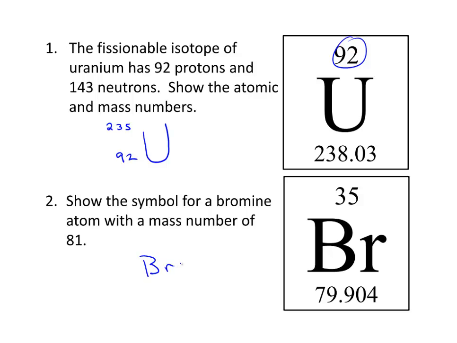Again, we can write the symbol. If we want to write the atomic number, it goes in the lower left-hand corner. And if we want to show the mass number, it goes in the upper left-hand corner. Note that the number beneath the bromine, 79.904, is not the mass number. The mass number is the sum of the protons and neutrons. It will always be an integer number.